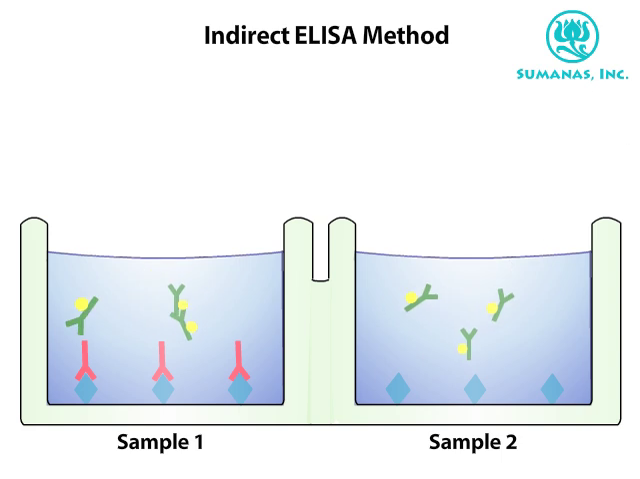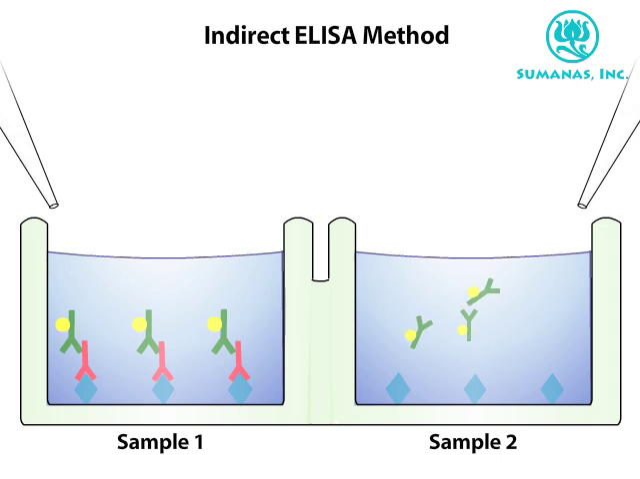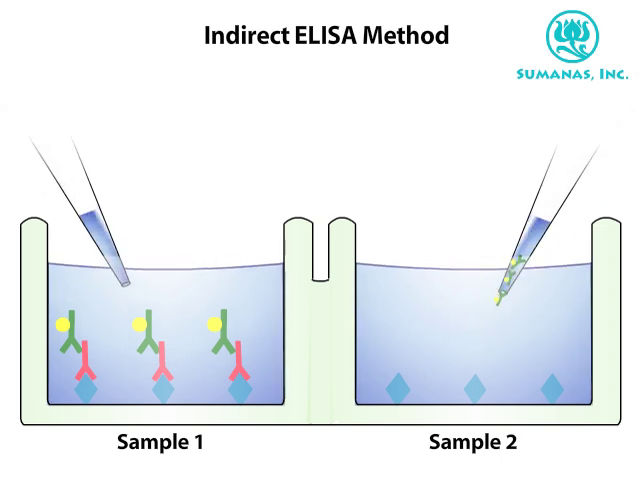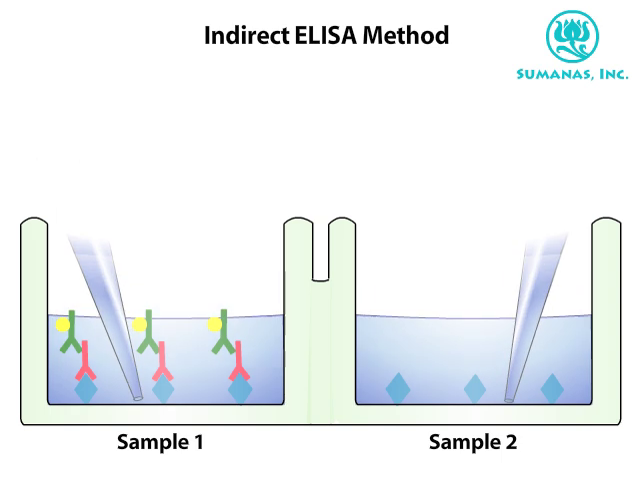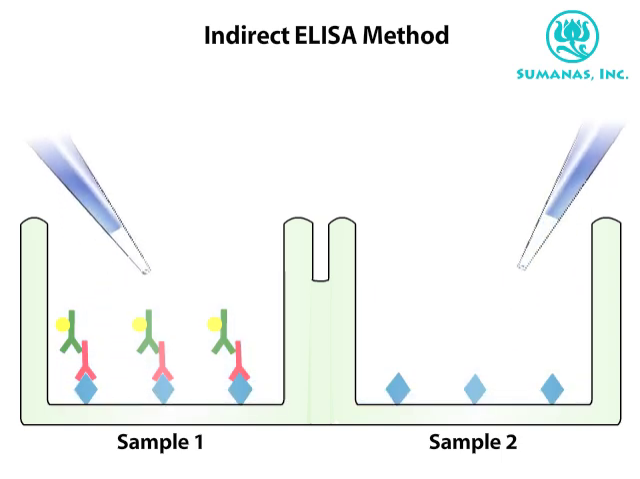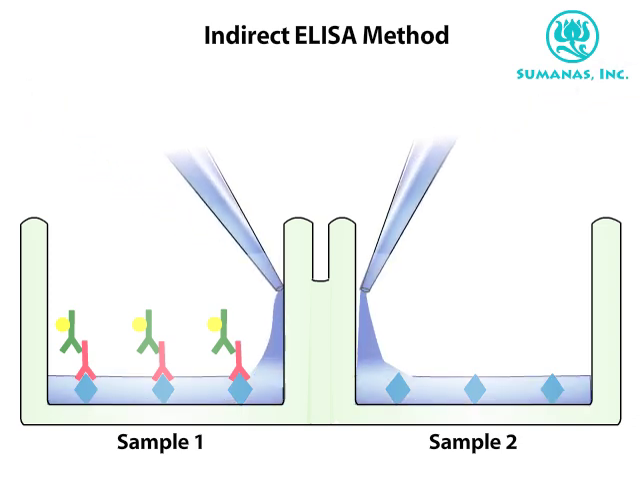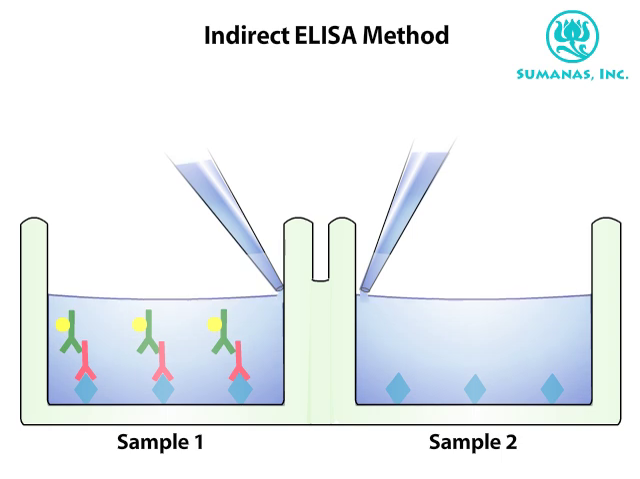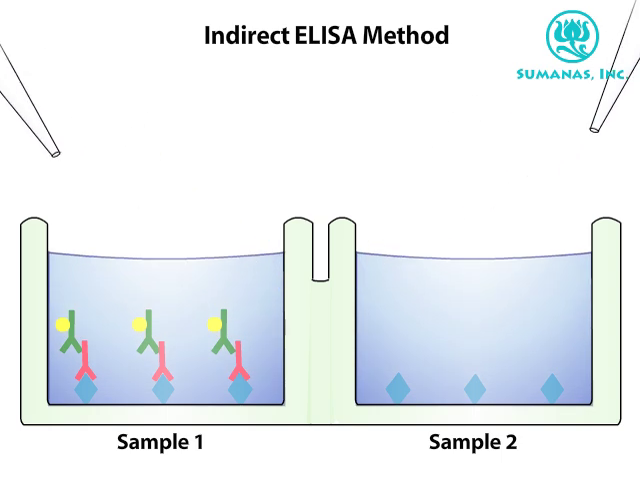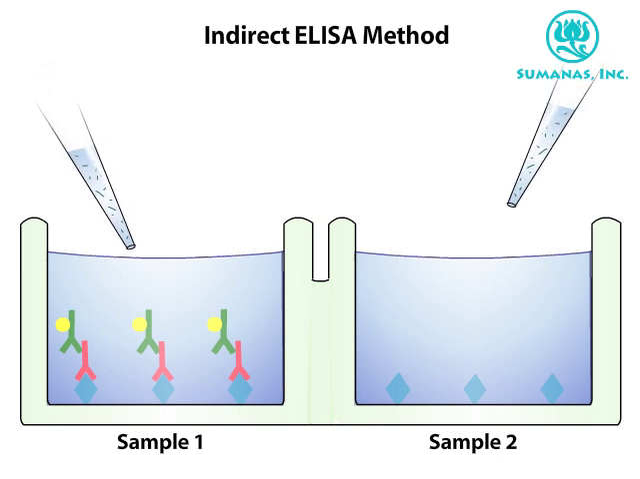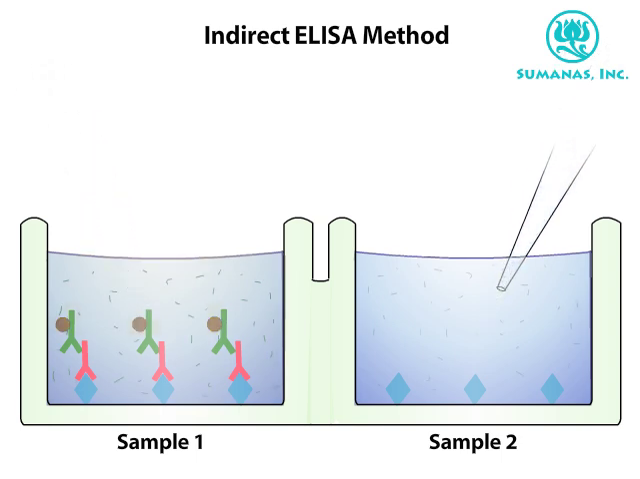If the antibody was present in the sample, it will be bound to the absorbed antigen, and the enzyme-conjugated antibody will bind to this complex. The sample is again rinsed to remove any unbound antibodies. The substrate for the enzyme is now added. A color change indicates that sample 1 contains antibodies that react against the original antigen.